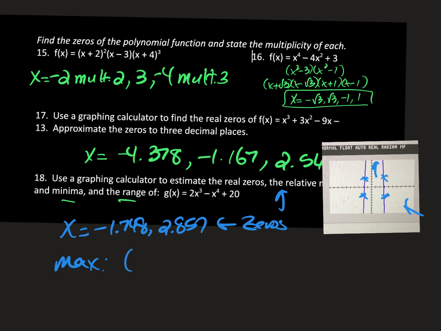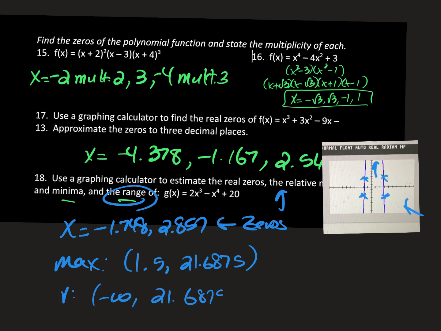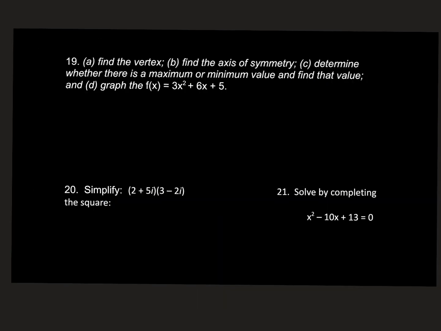Let's make a point. The max is 1.5 and 21.6875. That's exactly what the max is. Then it says that's for the range. The range is, it hits a max and it goes down forever. So I'm going to say the range is negative infinity up to 21.6875. Remember, range is the y. Range is y.